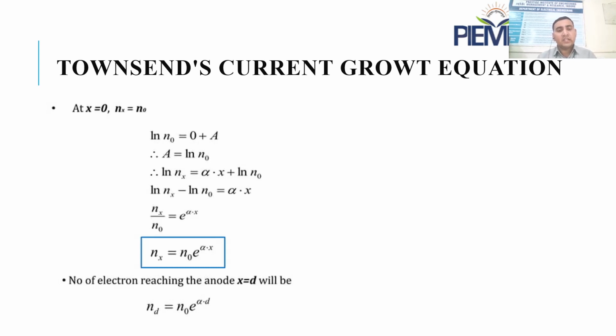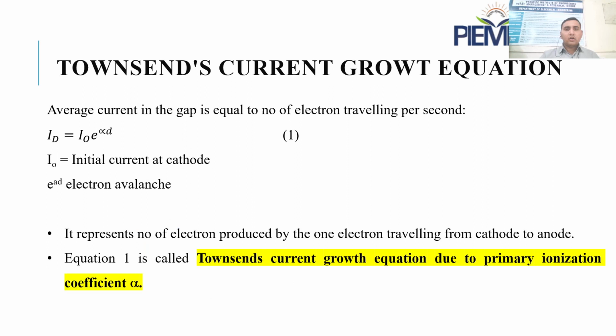The number of electrons reaching the anode can be calculated by an exponential function, e to the power alpha x, where x is basically the distance between cathode and anode. The greater the distance between cathode and anode, the more electrons are emitted from the cathode to the anode. This is one of the fundamental growth equations, and you should realize this: I equals I0 e to the alpha d, where I0 is the initial current and e to the alpha d is the electron avalanche. This equation is called the Townsend current growth equation from the primary ionization method.